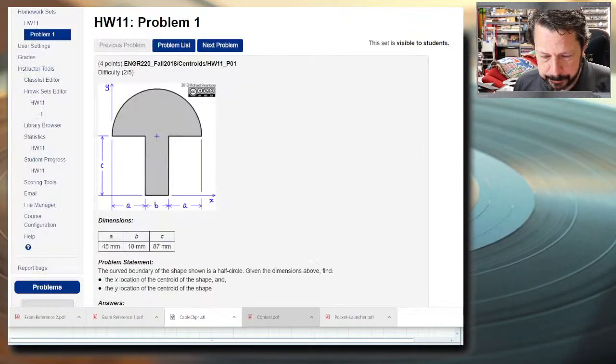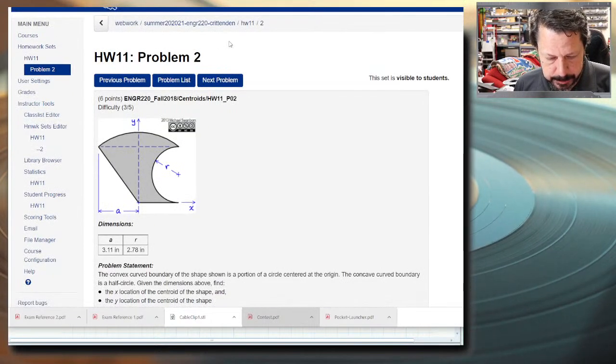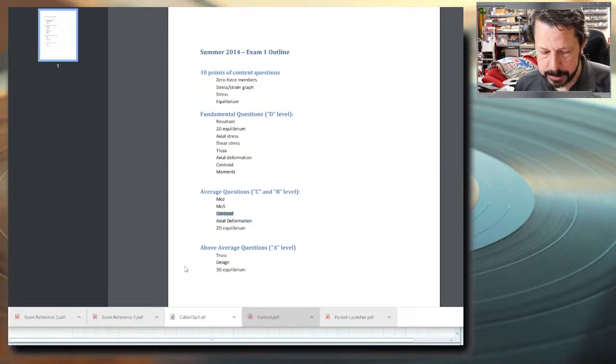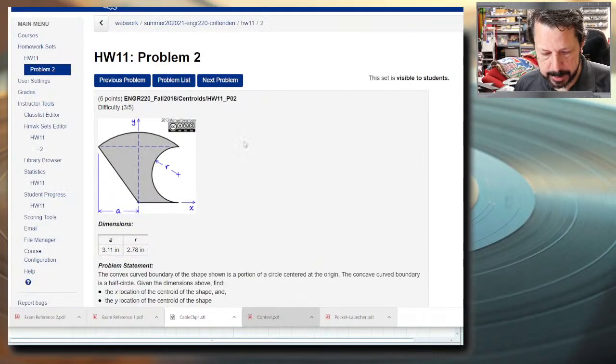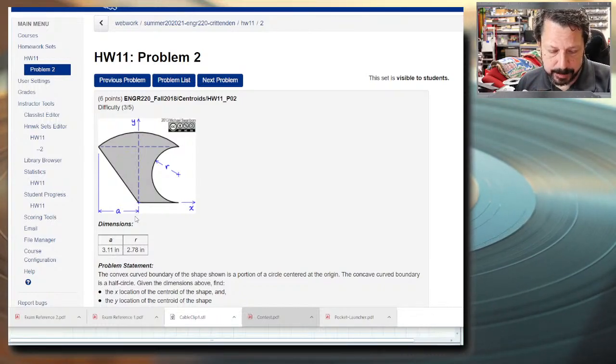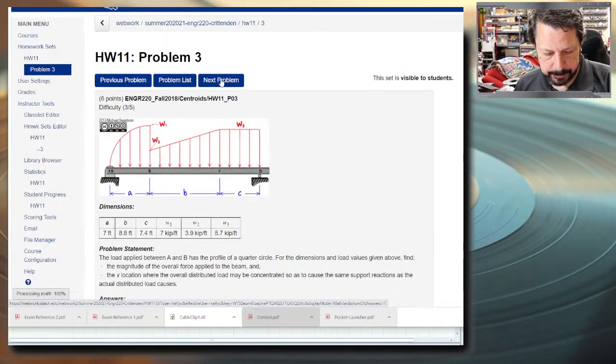So let's see. That's not work that one. This one would be what I would think of as an average centroid question. This one's got a little bit of trickiness to it because of the arc here, the sector actually. This one could be a little bit tricky, and it might even be something I wouldn't ask on an exam just because of that. Let's look at what else we have.